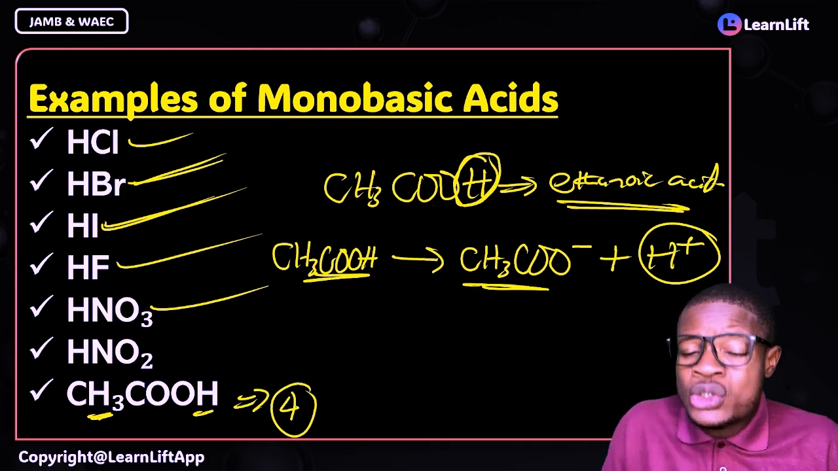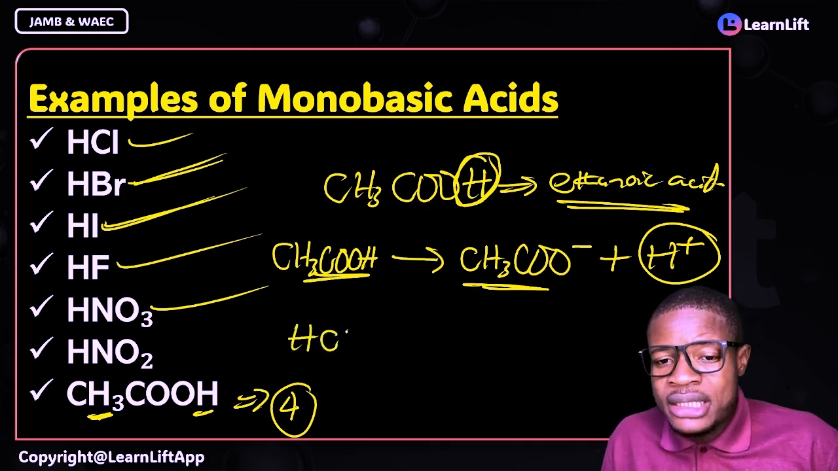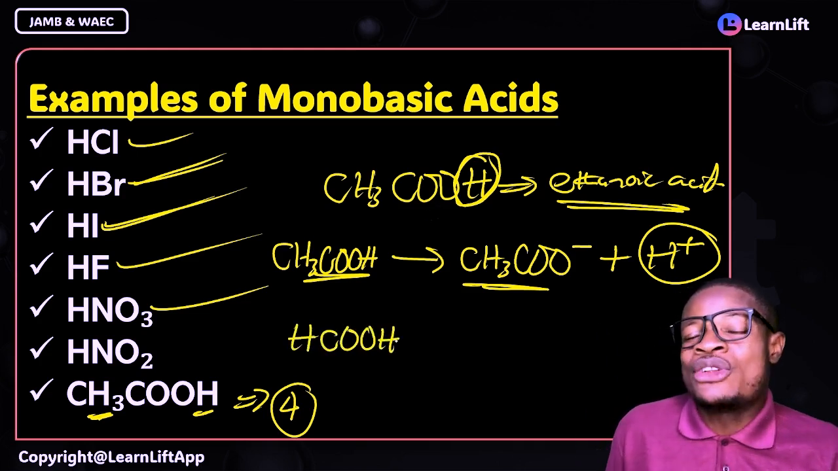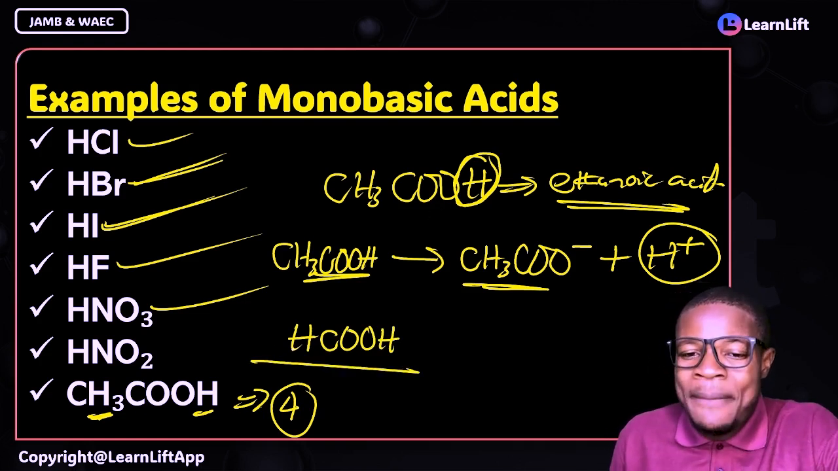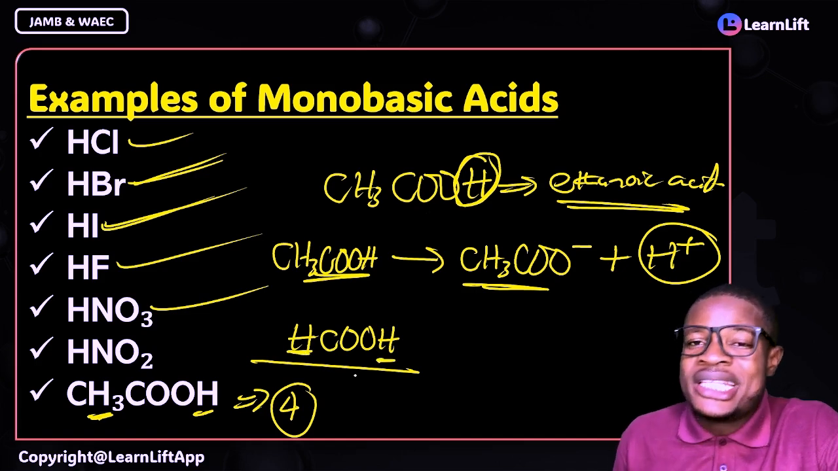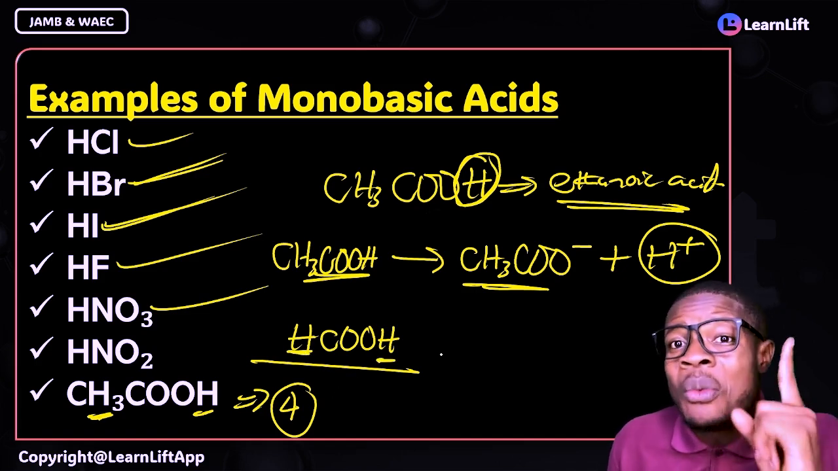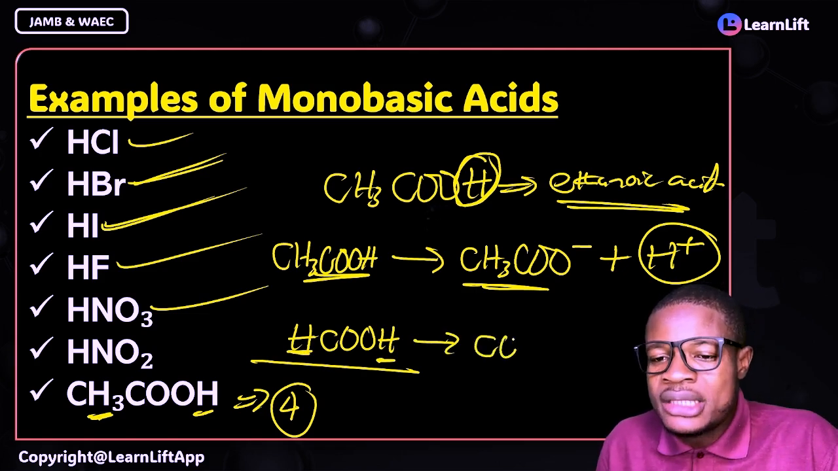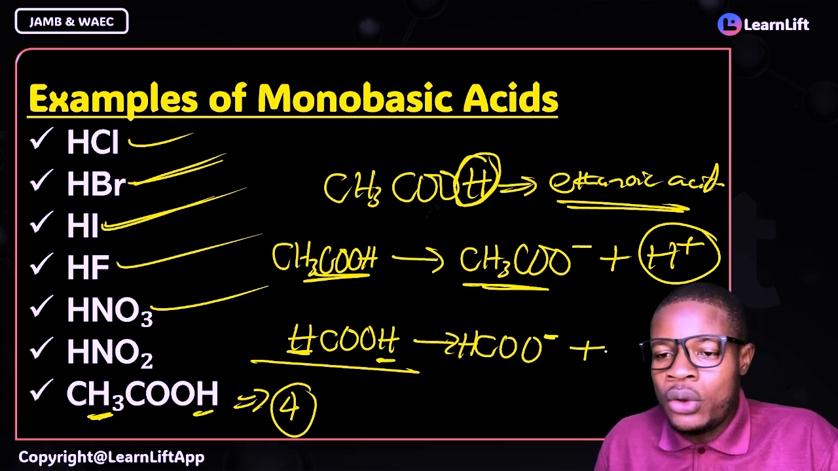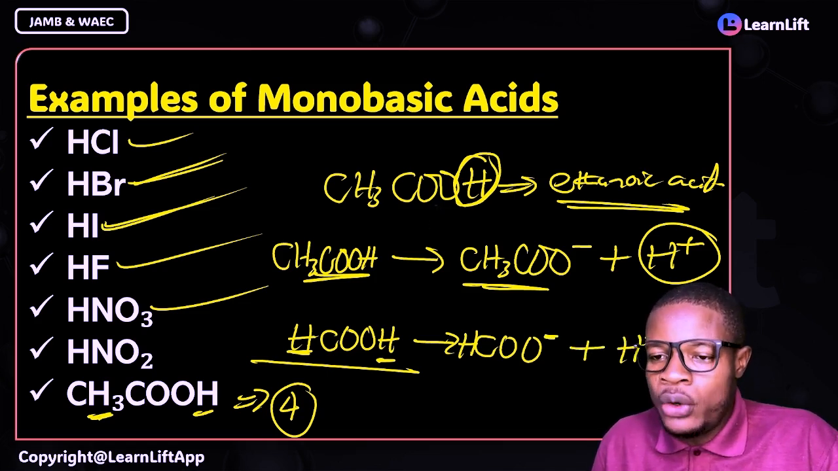Another example they may choose to ask you is HCOOH, methanoic acid. Some people will say the basicity is 2 because there are 2 hydrogens there. No, it's only 1. The basicity is 1. If this dissociates, what am I going to have? HCOO minus, plus my hydrogen ion.